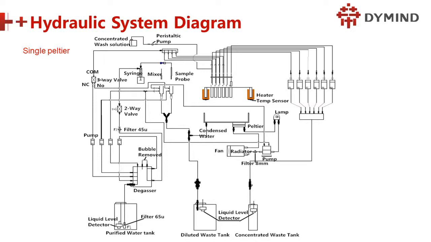So now you understand how it works. Let's go back to how the pure water enters. This is the container with purified water, and we have a filter and a sensor to detect the status. If it's empty, the machine will alarm, right? And after the pure water, we go to the degasser. So why do we need a degasser? For what? To remove the bubbles. So why do we have to remove the bubbles?